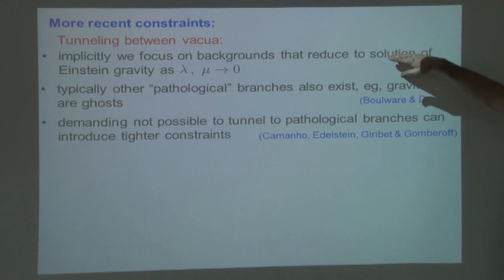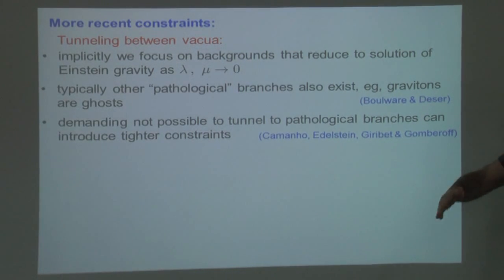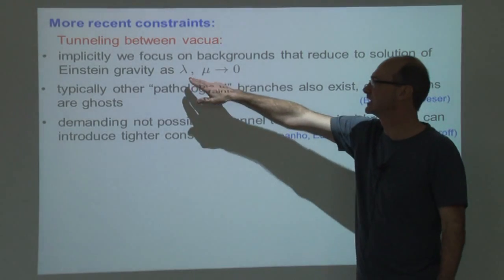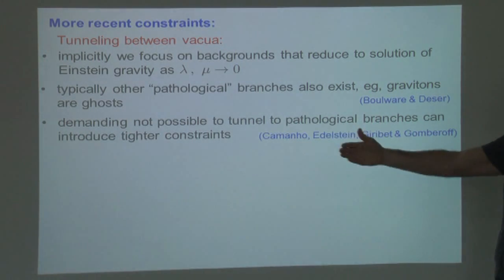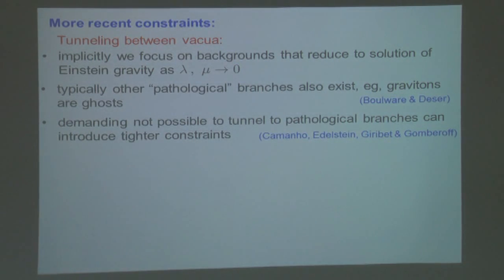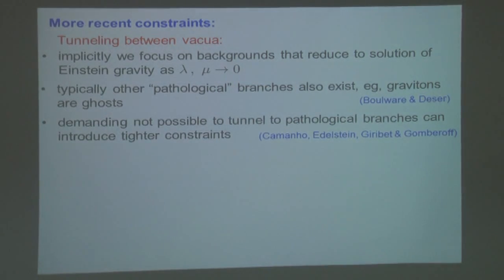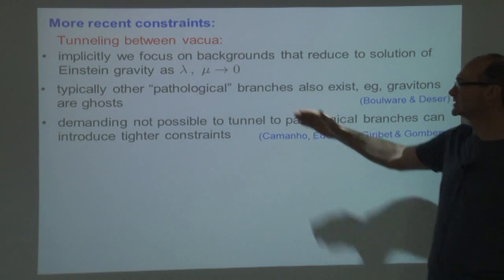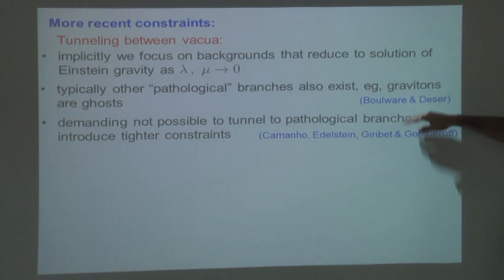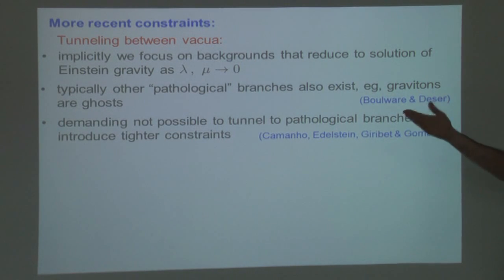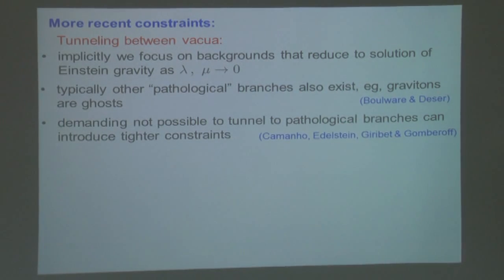Implicitly in all of my discussion, I'm going to focus on a set of solutions which reduce down to Einstein gravity if I take the limit lambda and mu going to 0. Typically, there are other branches of solutions which wander off to infinity in this limit. But many of those solutions are pathological, by which I mean, for example, that the gravitons, rather than having positive norm, are actually ghosts. This was noted long, long ago, and that's why we focused our attention on this particular branch of solutions.